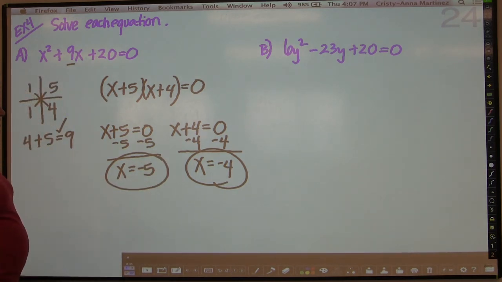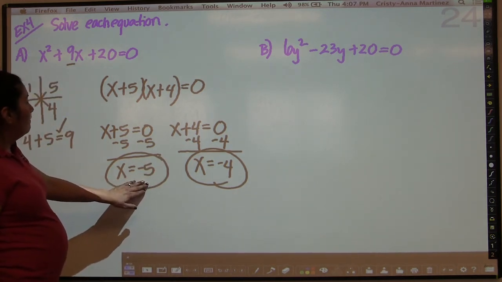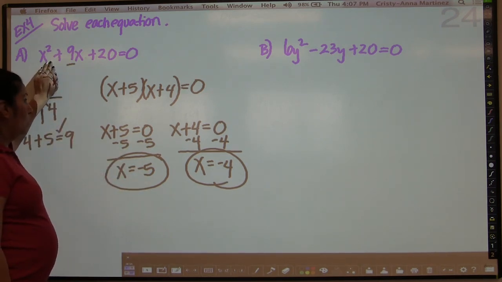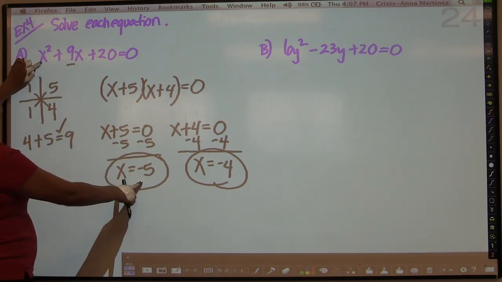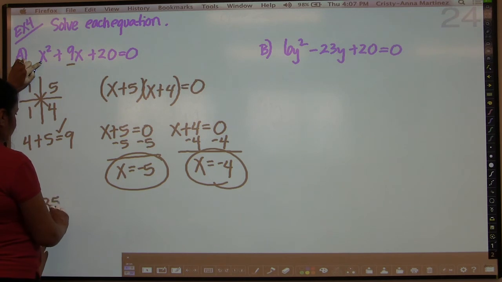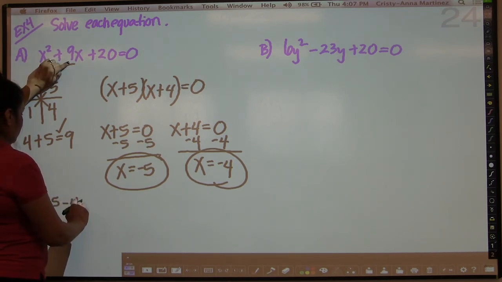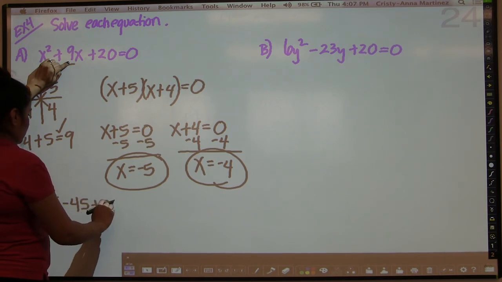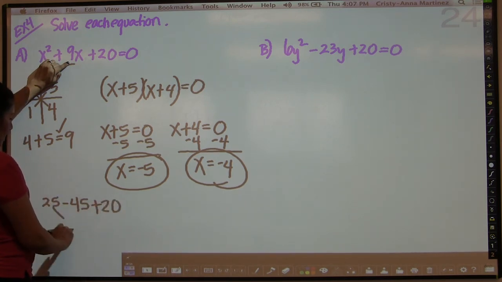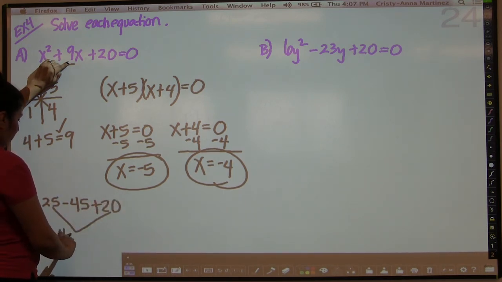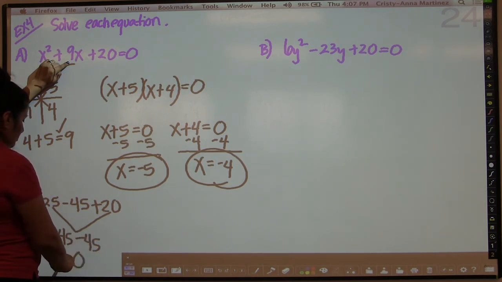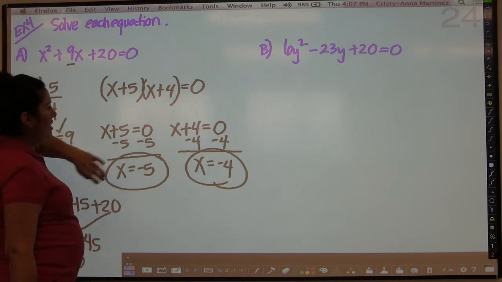And it is true that if I plug in negative 5 into this equation, it will work. Negative 5 squared is 25. 9 times negative 5 is negative 45, and then plus 20. So we know that 25 and 20 is 45, and then minus 45, and you get 0. So see, it worked.